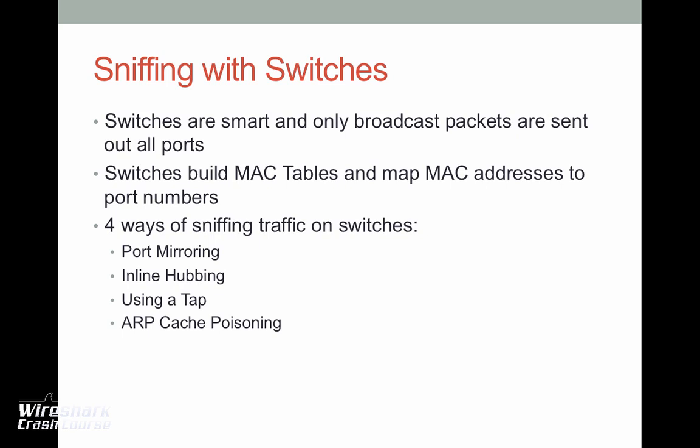So what this means for us is when we attempt to capture network traffic off the switch, we will only see the broadcast traffic or traffic that is specifically destined for our sniffing host. So to counteract that, we have 4 different methods for capturing packets off of a switch, and they are port mirroring, inline hubbing, using a tap, or ARP cache poisoning. So let's dive a little deeper into each one of these.